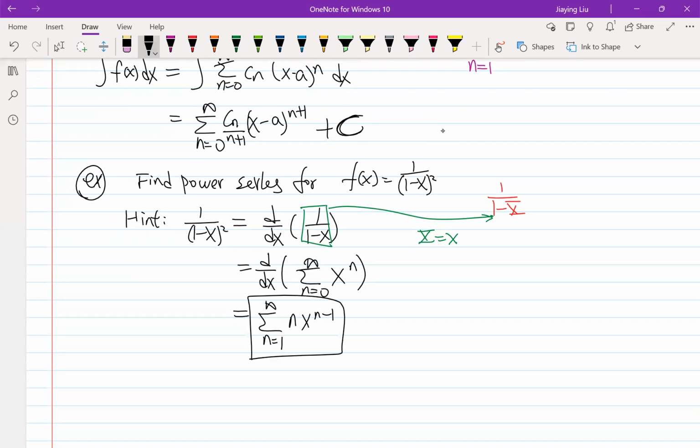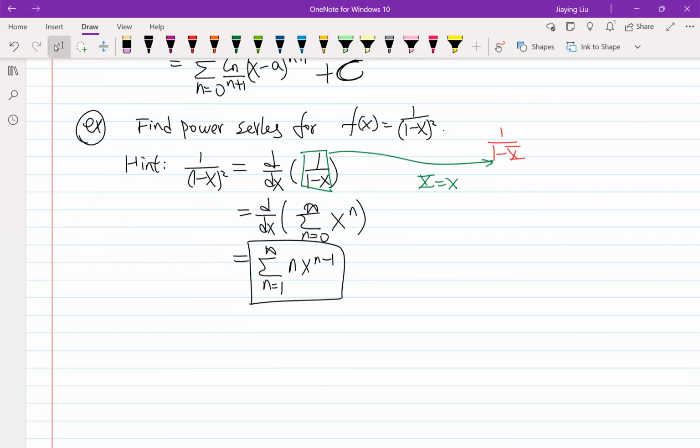It's not easy if you try to begin with f of x and try to find the power series. But if you look at f of x as the derivative of another function, then it's a lot easier. Any questions on this? I'm not hearing any questions.